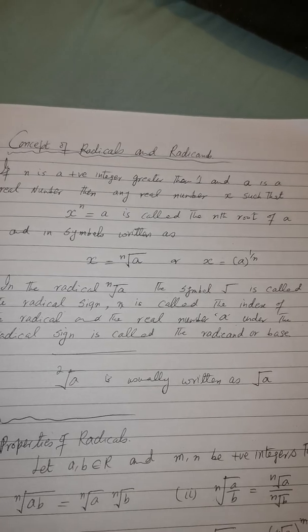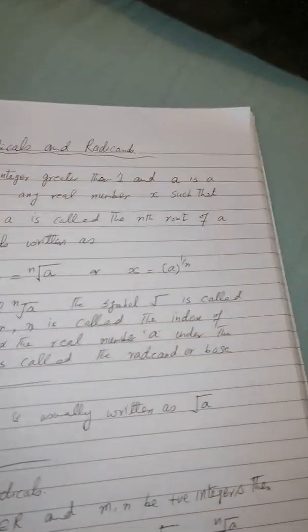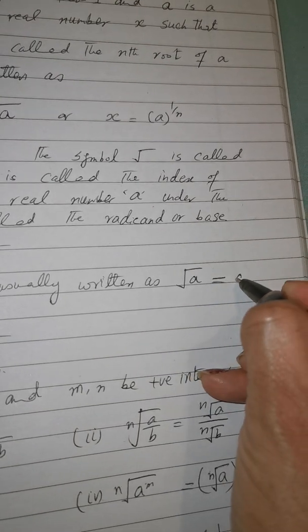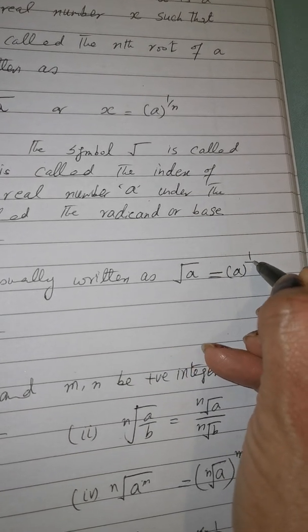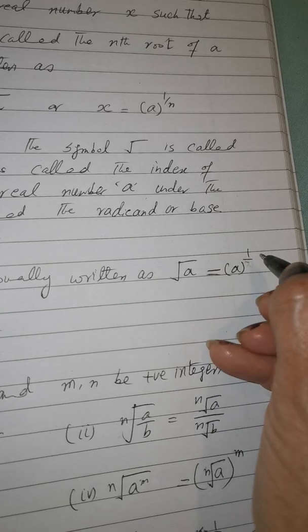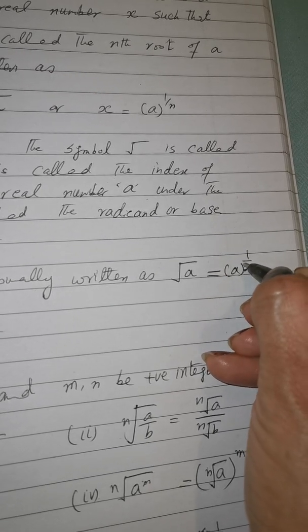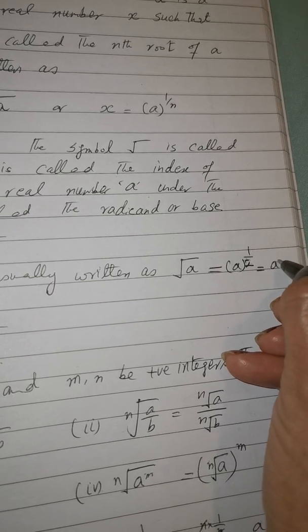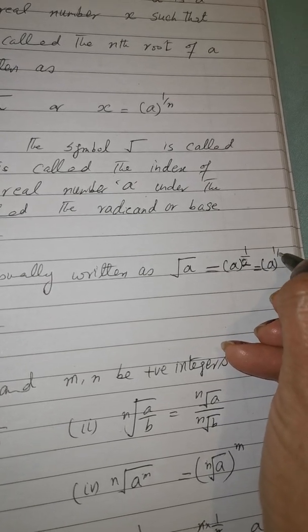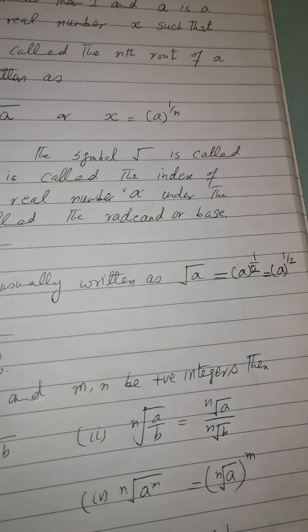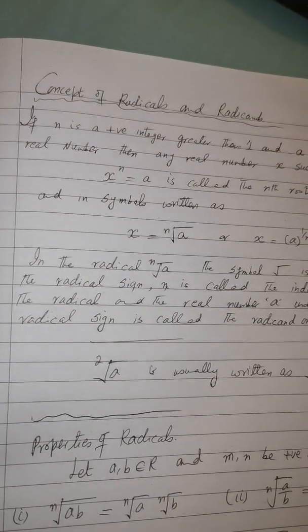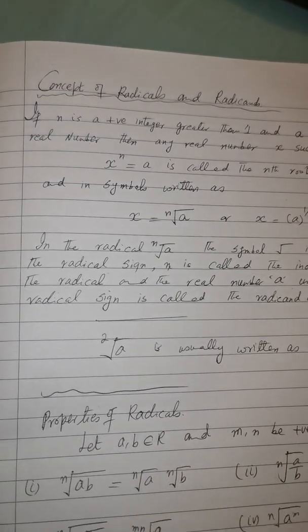Usually we represent it by a under root. So the definition of a under root is a power 1 by 2. So 2 is not written here. If you are not writing it, you have to consider it as 1 over 2. So this is the definition or concept of radicals and radicands.